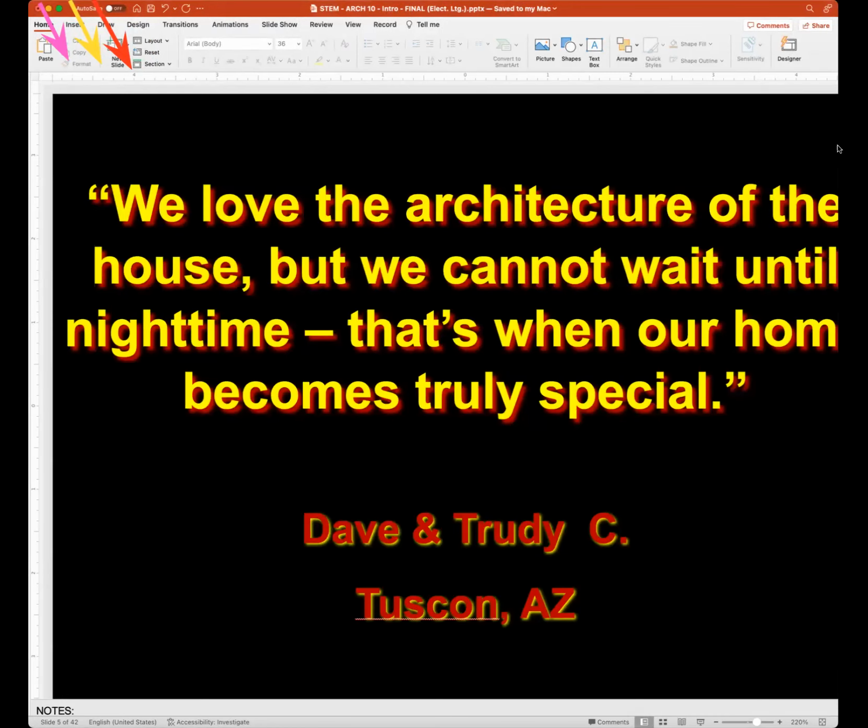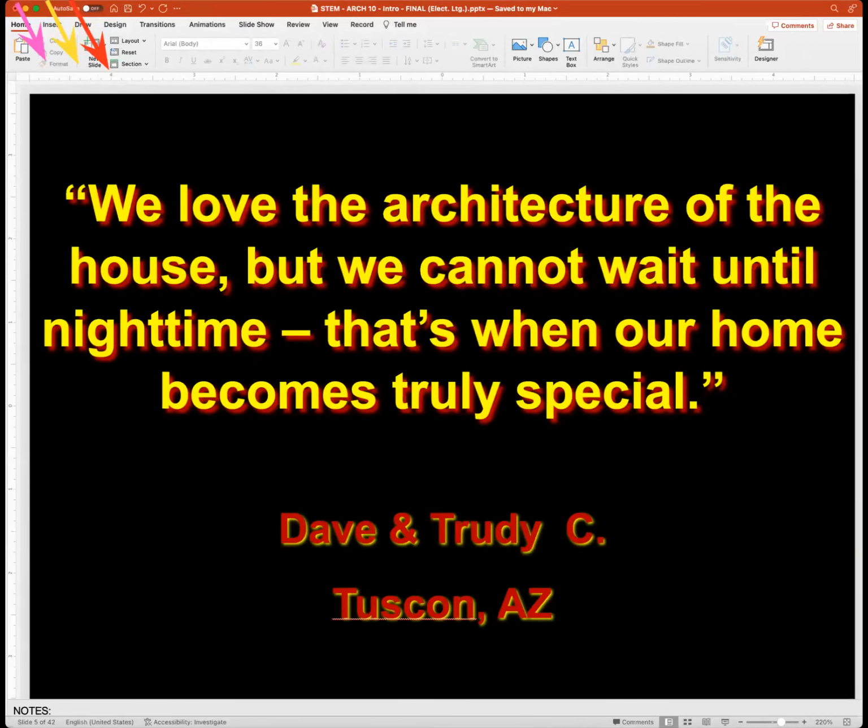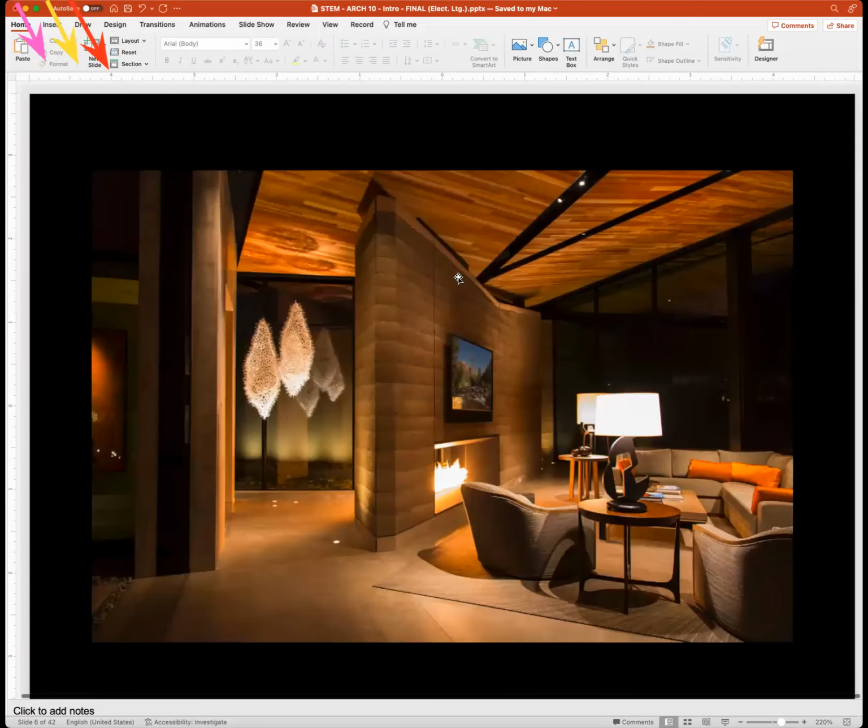So one of my favorite compliments was actually something that a client said to me when I finished their home. And what they said was this: we love the architecture of the house, but we can't wait until nighttime. That's when our home becomes truly special. And this is more of what I would like to see when we're doing lighting design, right?